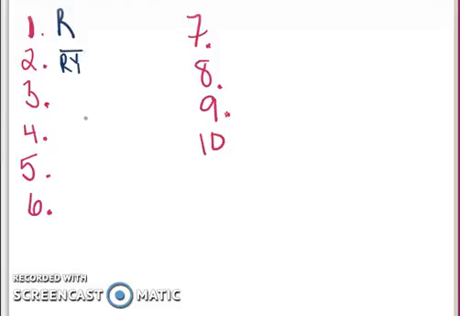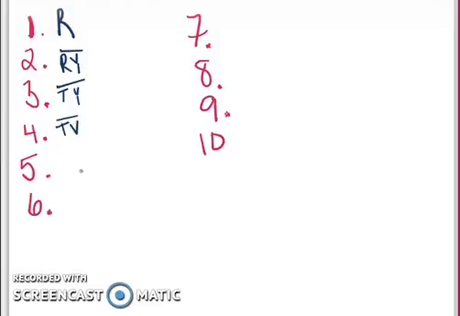Number 3 says name a diameter. I'm going to go with TY. It goes through the center. It's a chord. But we also could have done XW. Number 4, name a chord. Diameters are chords also, but I think TV is probably the one that most people picked.